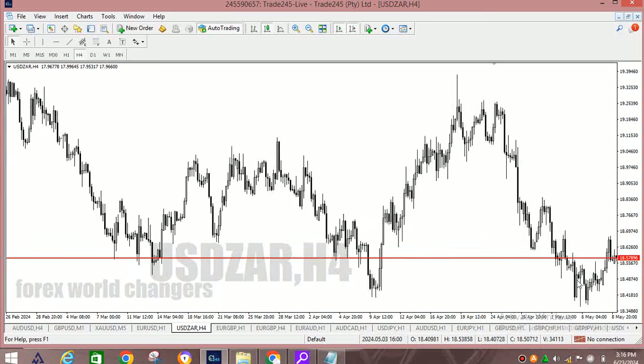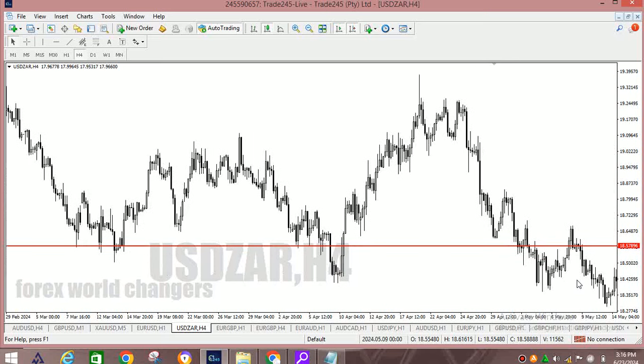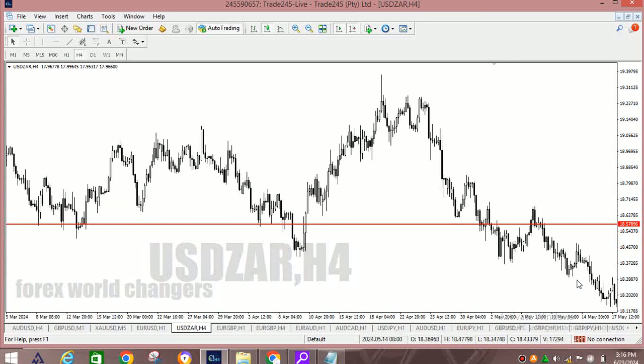Can I please repeat myself? Okay, this is what I was trying to explain. I think when I zoomed in, I actually lost it. So we had a shoulder here, and then we have a head. So we are expecting a sell at this Quasimodo level.